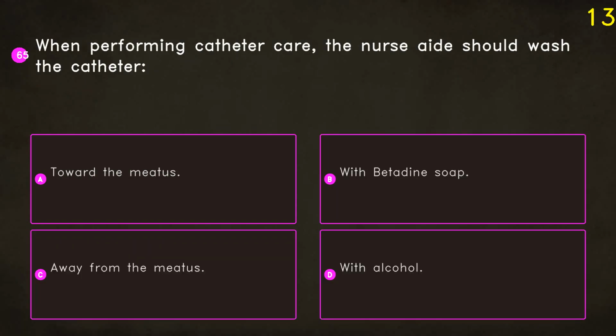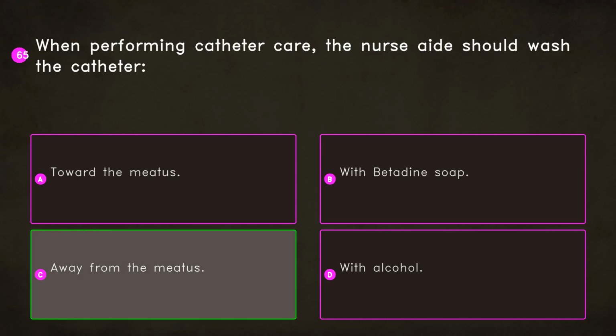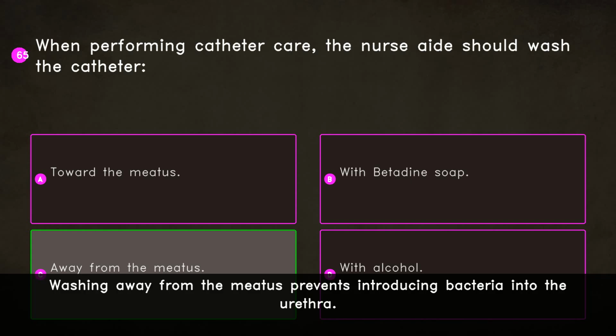Question 65. When performing catheter care, the nurse aide should wash the catheter: A. toward the meatus. B. with betadine soap. C. away from the meatus. D. with alcohol. The correct answer is away from the meatus. Washing away from the meatus prevents introducing bacteria into the urethra.